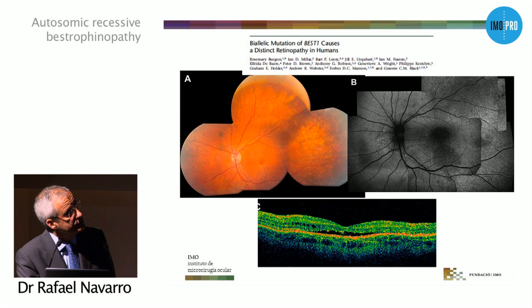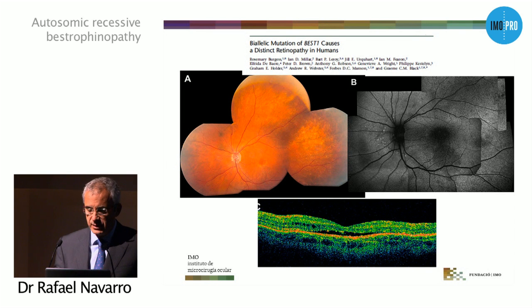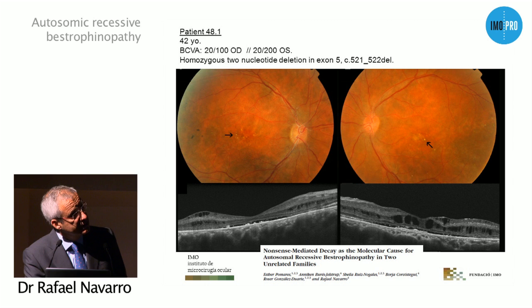You can see the same features, the small clumps of vitelliform material at the margin of the lesion, some subretinal fluid. We can also find it in Best disease, but what is not common in Best disease are the intraretinal cysts that we can see on the OCT scan. So this is the case. We studied two cases from two families. We published it in Investigative Ophthalmology and Visual Science.